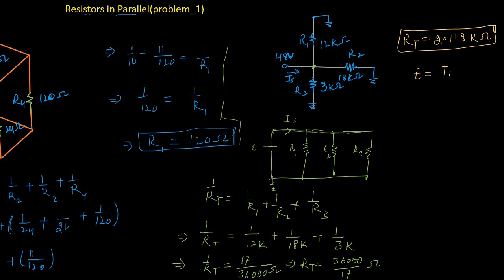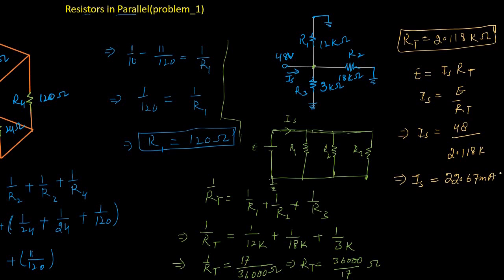E equals Is times RT. So Is from this equation equals E divided by RT. The resulting current through this source equals E, which is 48 volts, divided by RT, which is 2.118 kilo ohms. So the resulting current is 22.67 milliampere. So the resulting current from this DC voltage source is 22.67 milliampere.